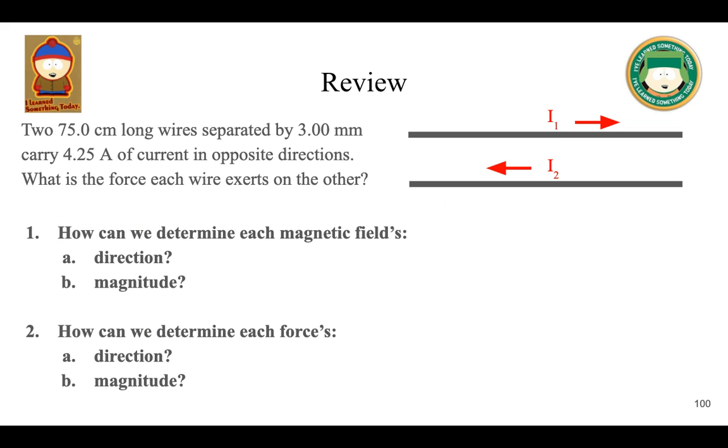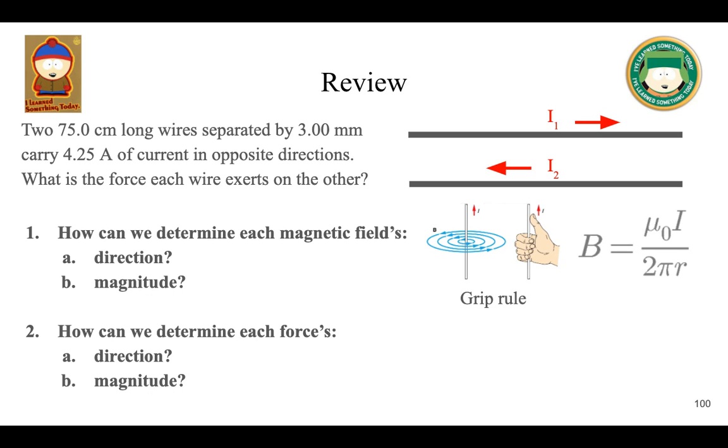So to review, just back to this problem. How are we going to figure out each magnetic field's direction and its magnitude? We will figure out the direction using the grip rule. So apply that right-hand rule to the current going through each of these wires to figure out the direction of the magnetic field. And to get the magnitude, you use this formula, which we learned last time.